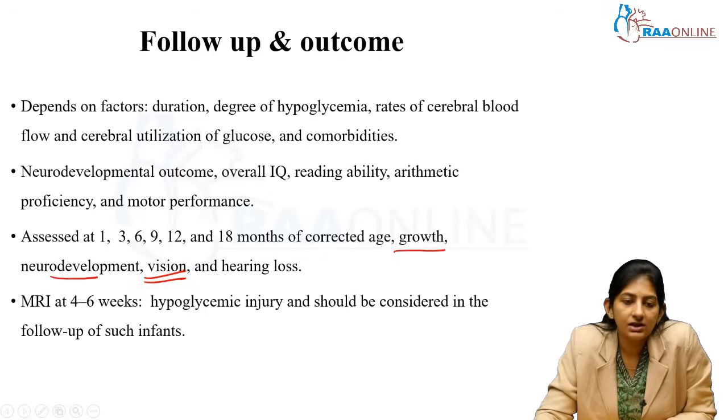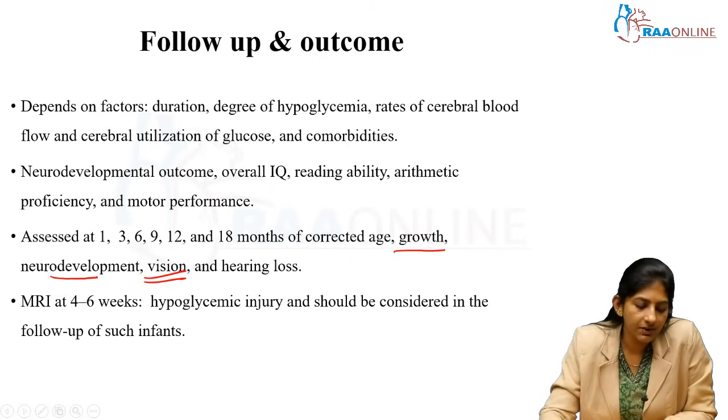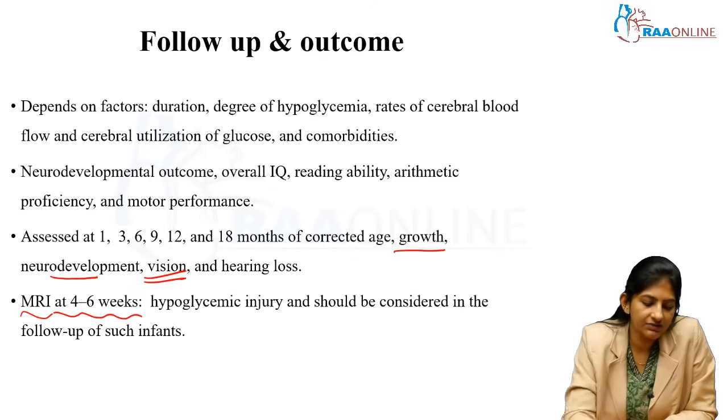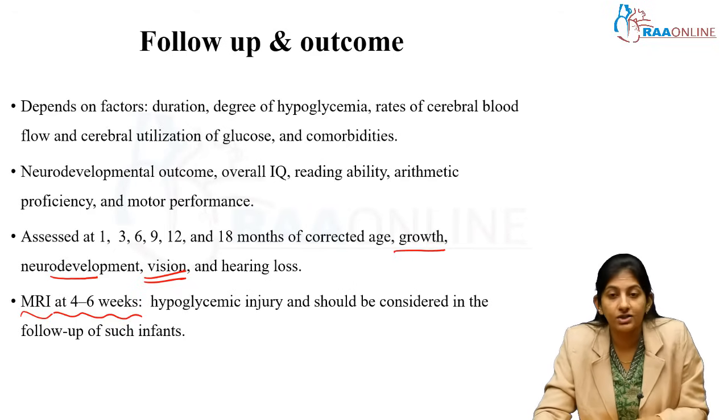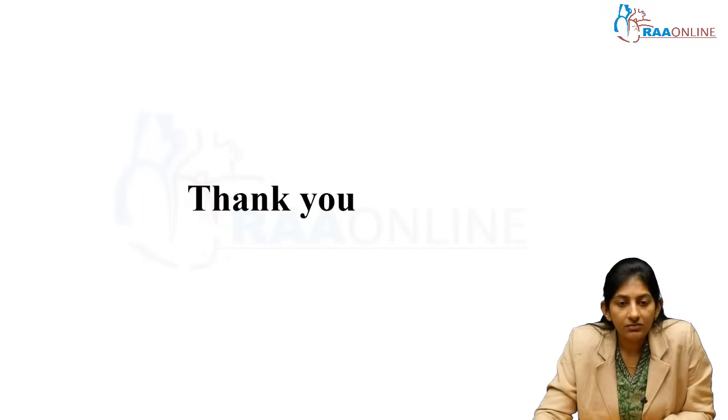If there was a hypoglycemic injury that you suspect, say the baby had very low glucose levels and you went up to very high GIRs, then you have to definitely plan for neuroimaging at 4 to 6 weeks, okay? And you have to look for any hypoglycemic injury, right? So in the follow-up, this also has to be planned, right?